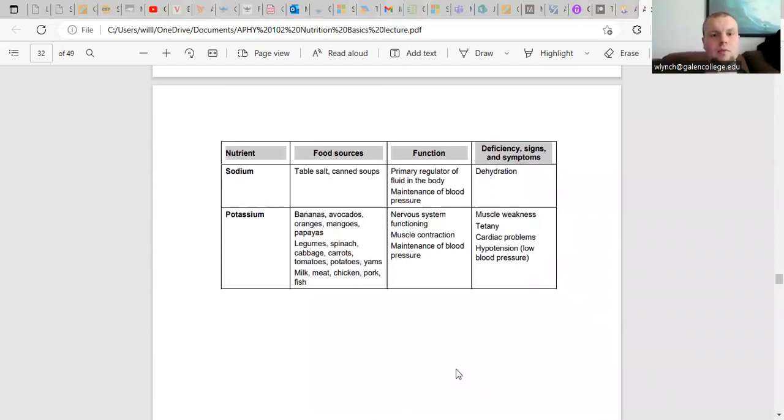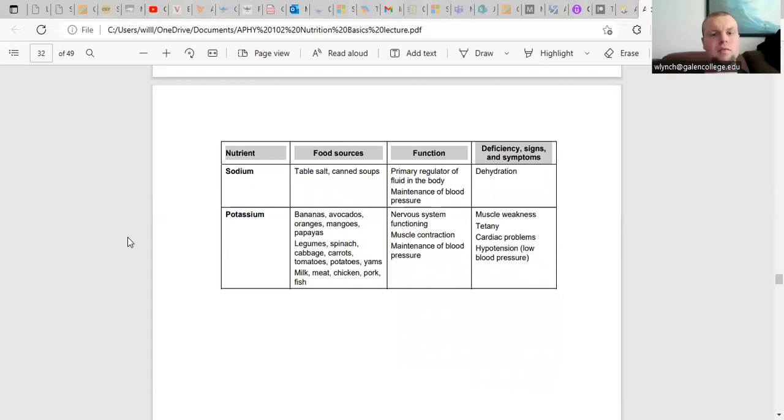Sodium and potassium are the two most common or most quantitated minerals in the body. Sodium is going to be in a lot of different things. It's a primary regulator of fluid in the body and maintenance of blood pressure as well. It's going to come from things like table salt and canned soups and everything like that that has preservative.